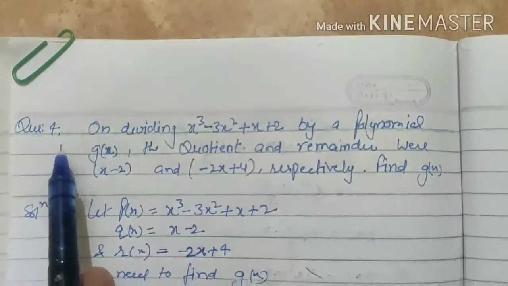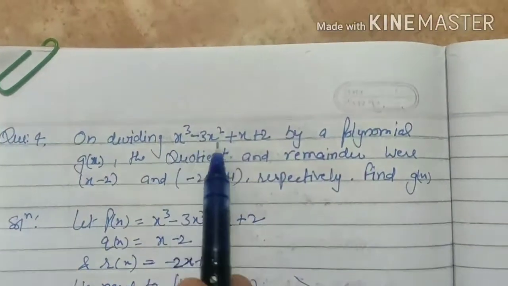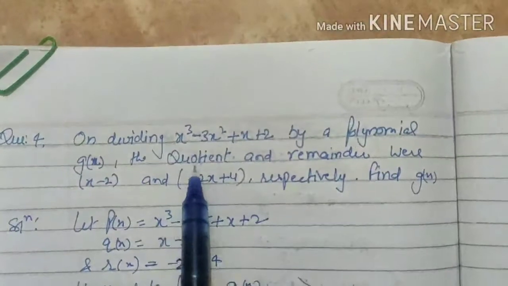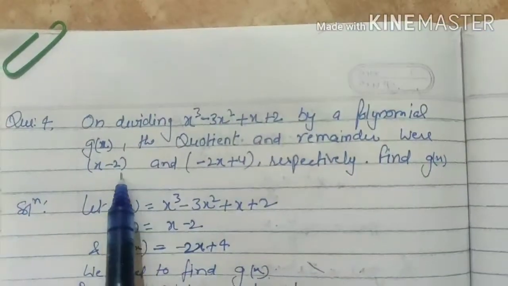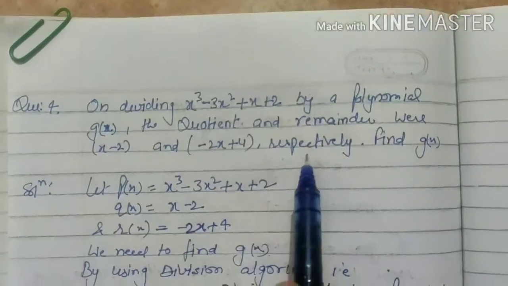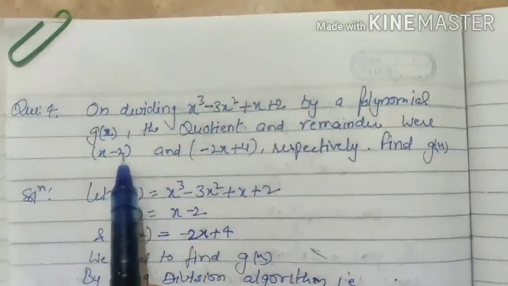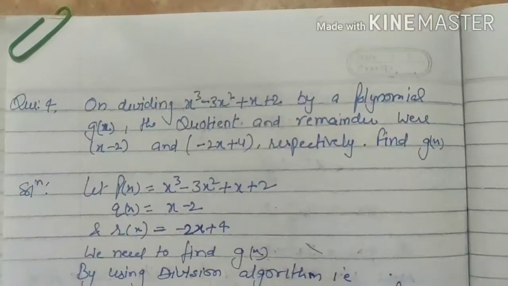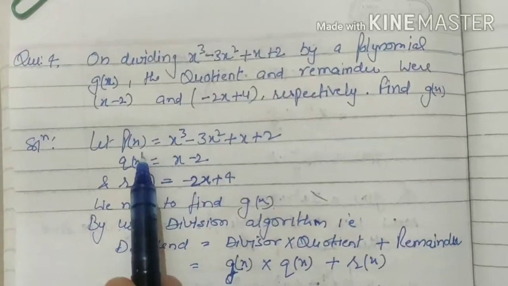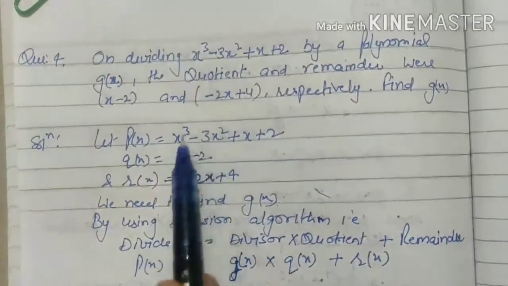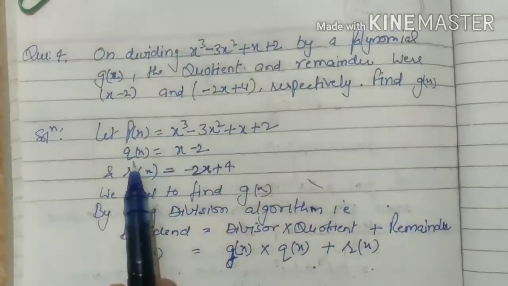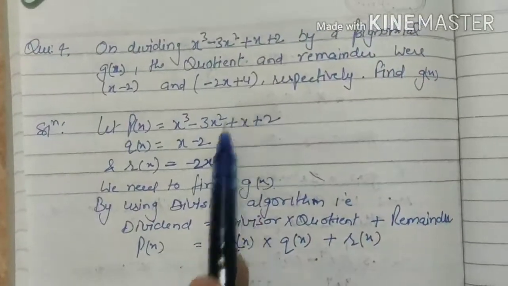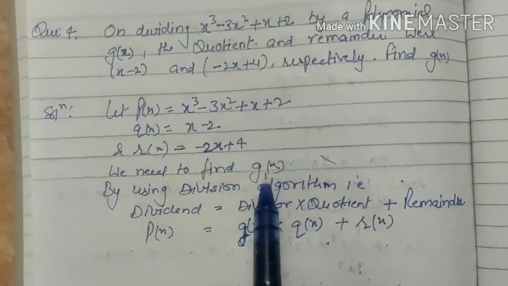The next question, that is question number 4, we have, on dividing x cube minus 3x square plus x plus 2 by a polynomial g(x), the quotient and remainder were x minus 2 and minus 2x plus 4 respectively. Means we have quotient as x minus 2 and remainder as minus 2x plus 4. So now find g(x). So we have given polynomial, that is dividend, as p(x), x cube minus 3x square plus x plus 2, and the quotient as q(x), that is x minus 2, and remainder as r(x), that is minus 2x plus 4. So we need to find g(x), that is divisor.